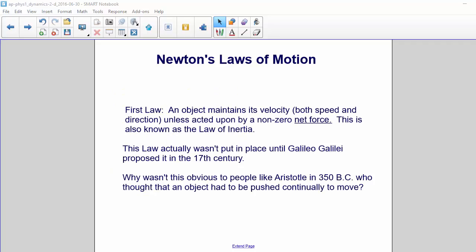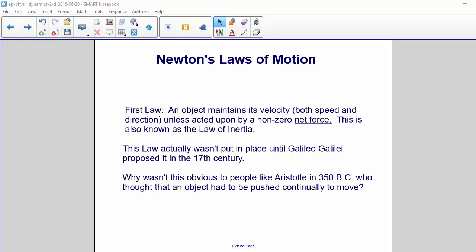Newton's laws of motion. The first law: an object maintains its velocity, both speed and direction, unless acted upon by a non-zero net force. This is also known as the law of inertia. This law actually wasn't put into place until Galileo Galilei proposed it in the 17th century.